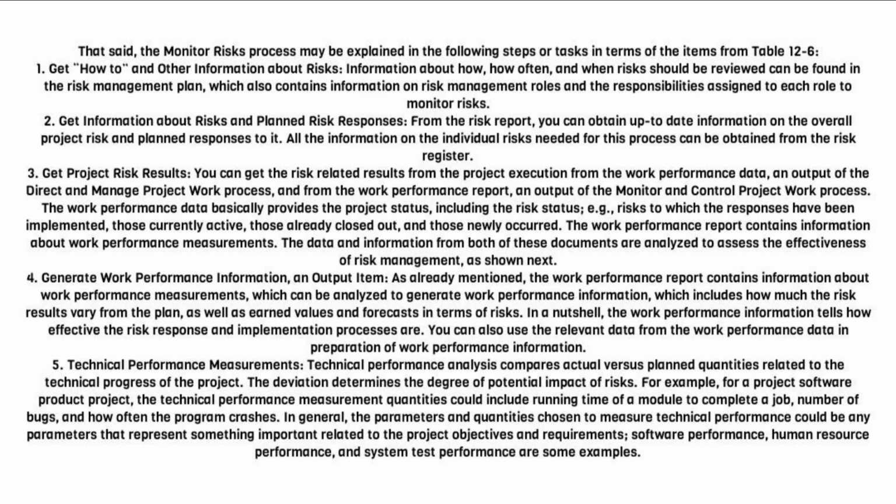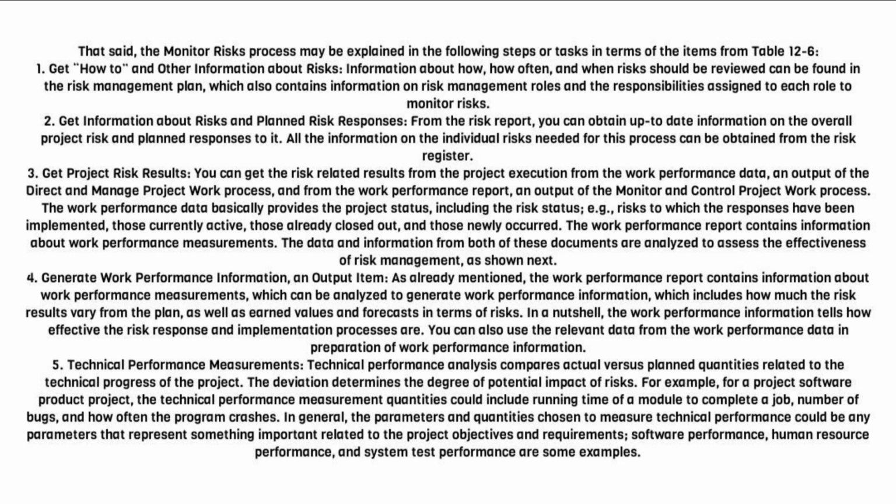All the information on the individual risks needed for this process can be obtained from the risk register. 3. Get project risk results. You can get the risk-related results from the project execution from the work performance data and output of the direct and manage project work process, and from the work performance report and output of the monitor and control project work process. The work performance data basically provides the project status, including the risk status, e.g., risks to which the responses have been implemented, those currently active, those already closed out, and those newly occurred.